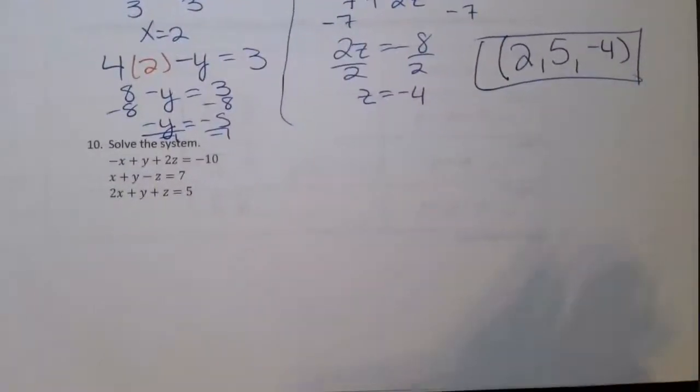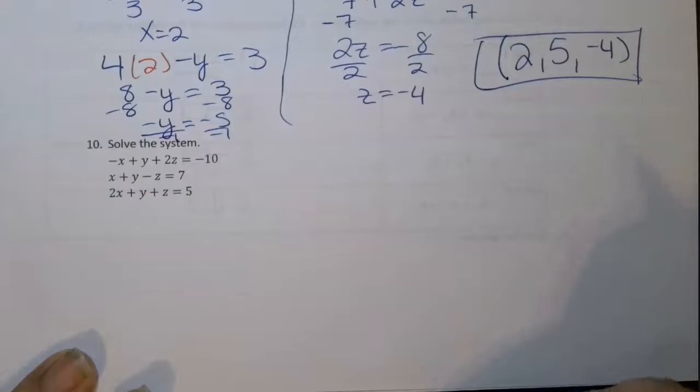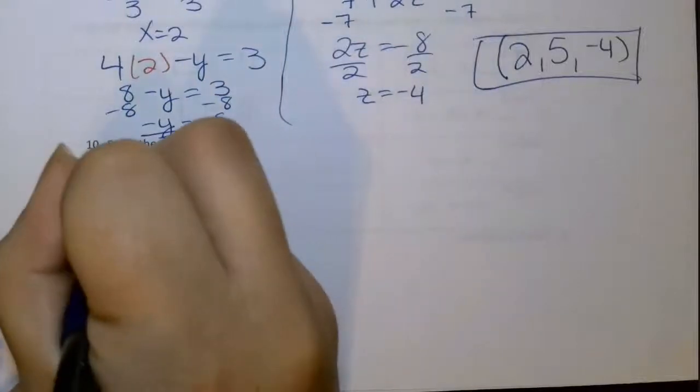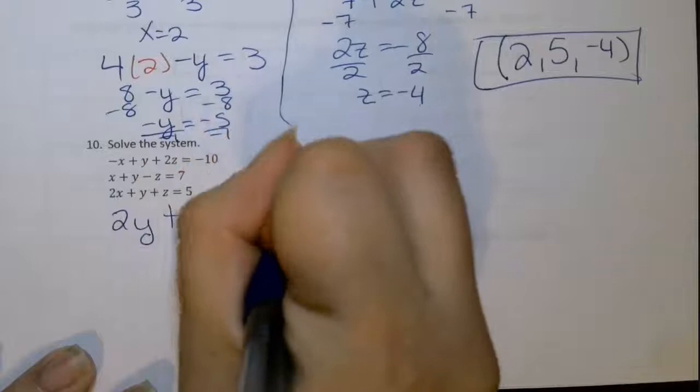Number 10 wants me to solve this system. What I want to do here is, since I have 3 variables, I want to get it down to two variable equations to solve. So I am going to start by combining the first 2 together to get rid of x because they're opposite signs and it makes it easier to cancel out. So I will end up canceling out my x's. I have 2y plus z equals negative 3.